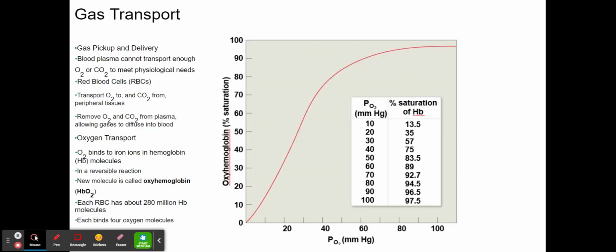Oxygen and carbon dioxide have limited solubilities in blood plasma. For example, at the normal PO2 of alveoli, 100 milliliters of plasma absorbs only about 0.3 milliliters of oxygen. The limited solubilities of these gases are a problem. The peripheral tissues need more oxygen and generate more carbon dioxide than the plasma alone can absorb and transport. Red blood cells solve this problem.